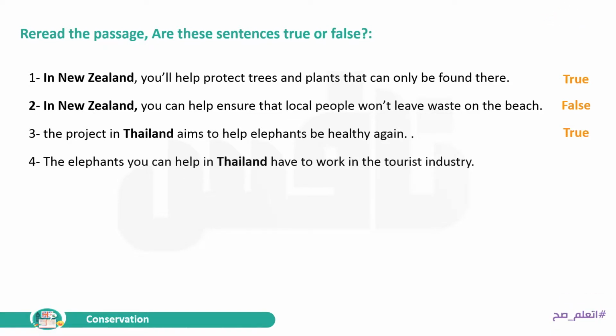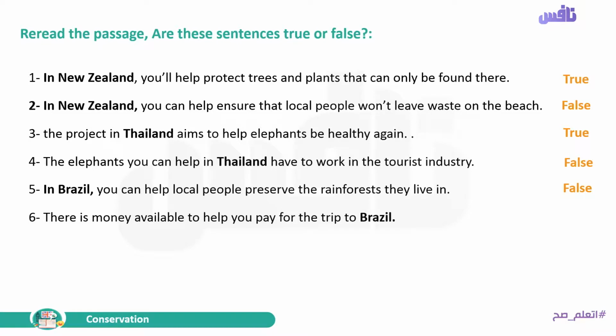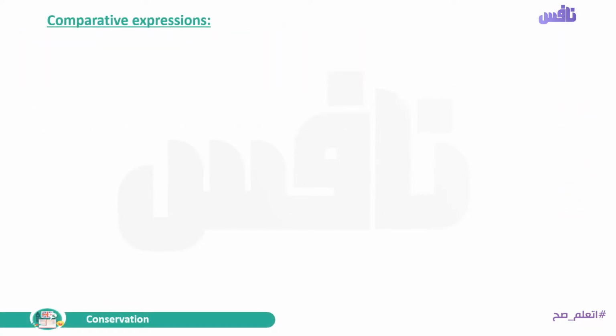Number 4. The elephants you can help in Thailand have to work in the tourist industry. This is false. Number 5. In Brazil, you can help local people preserve the rainforests they live in. This is false. Number 6. There is money available to help you pay for the trip to Brazil. This is true.